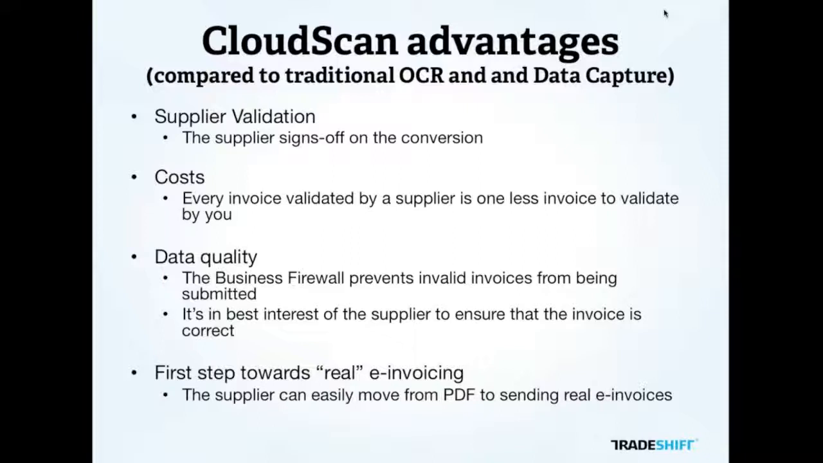And then we also see this as a first step towards real e-invoicing. As Christian said initially, Gartner and others say that e-invoicing will be mainstream within 3 to 5 years. And we want to allow your suppliers to move from an initial step, which could be the PDF or scanned invoices sent to you via CloudScan. But then as they mature, they would want to connect directly with their ERP system and send invoices to you and other buyers that they have on the Tradeshift network.